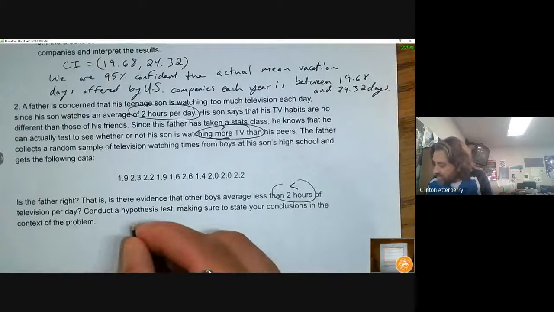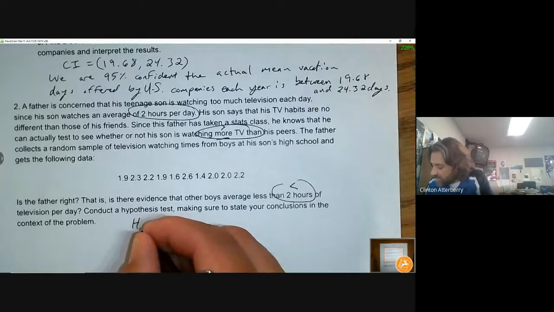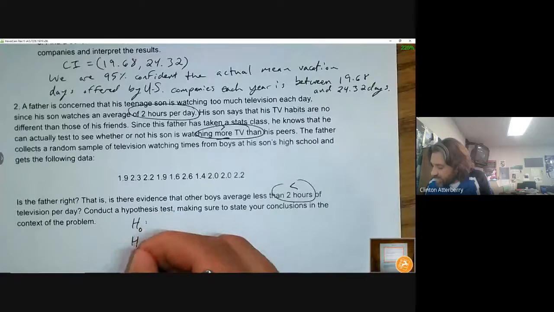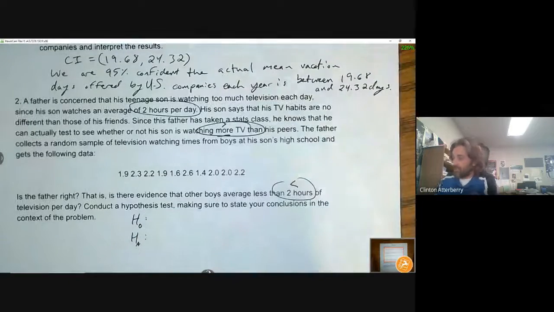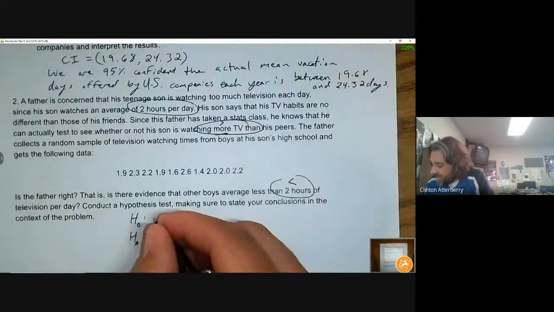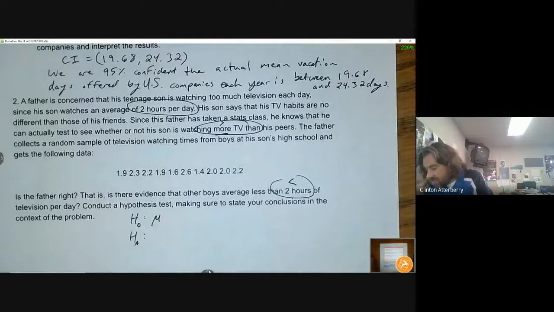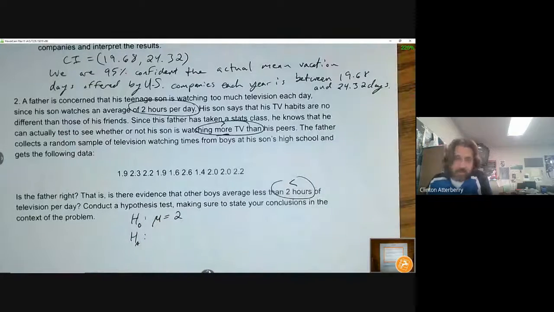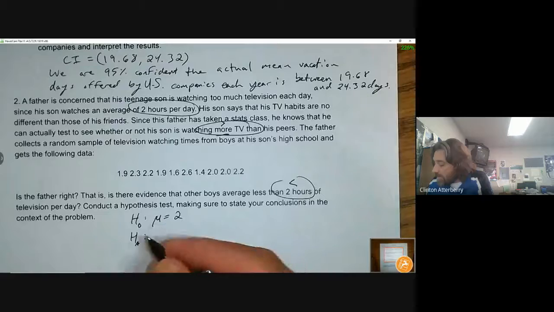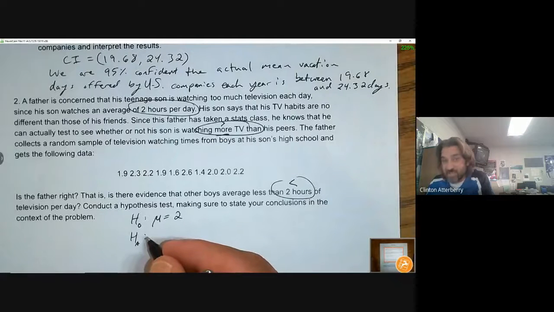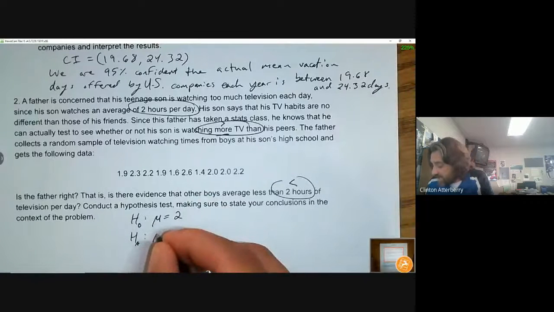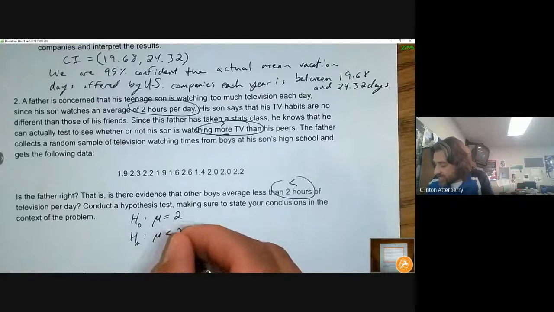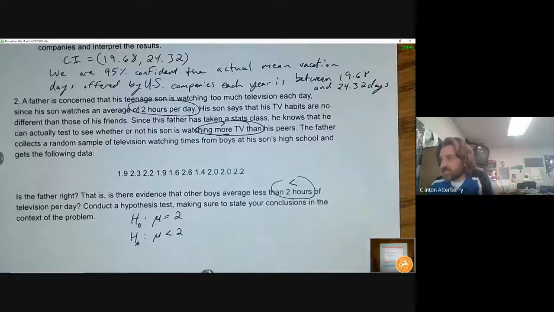So we need to start by identifying our hypotheses: null hypothesis and alternative hypothesis. The null hypothesis is that the average is going to be 2 hours, that all boys at the school watch TV for 2 hours. That's what we're assuming. The alternative, what the data is trying to test for, is that the boys actually watch less than 2 hours of TV.